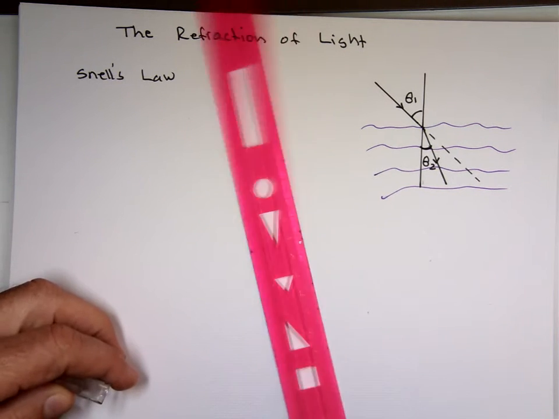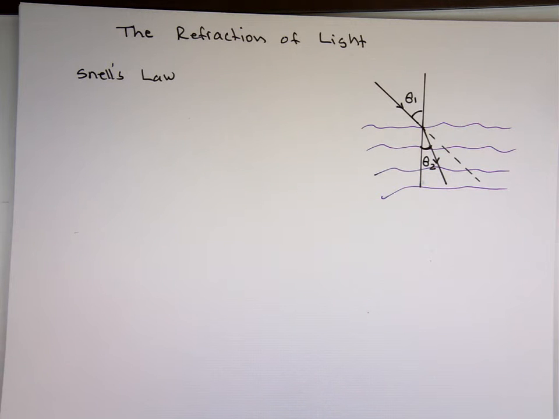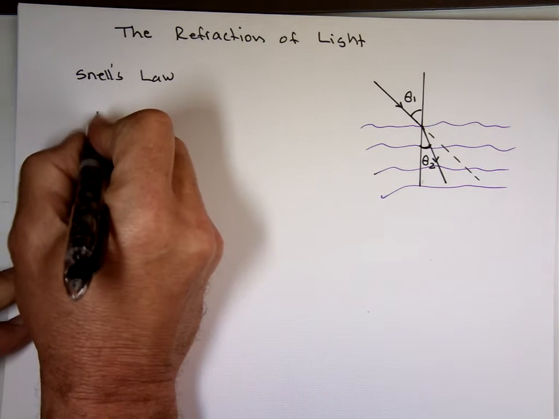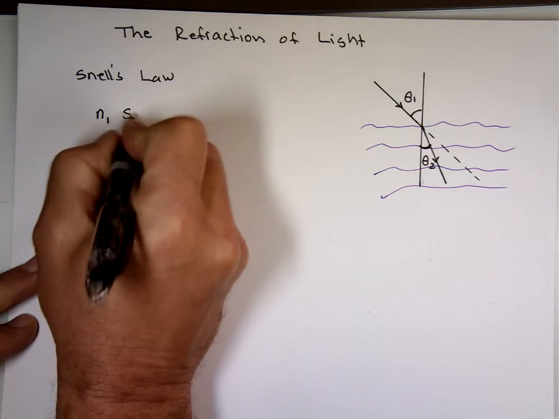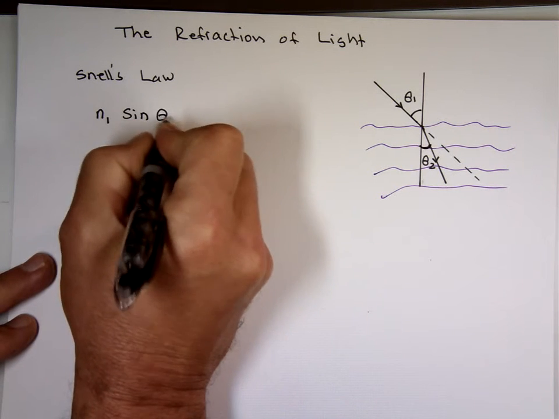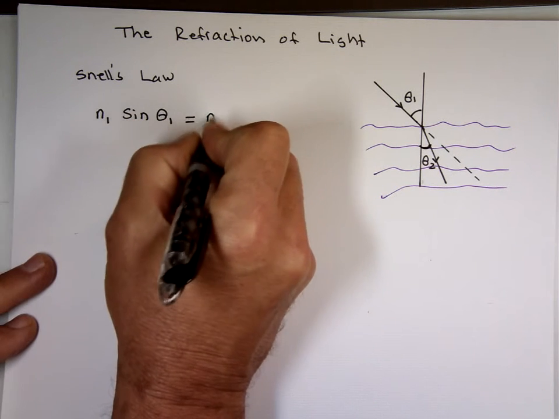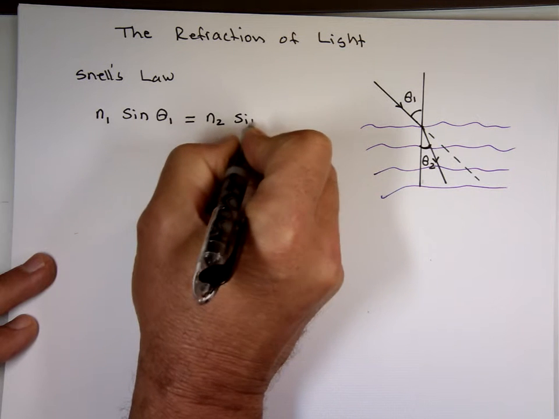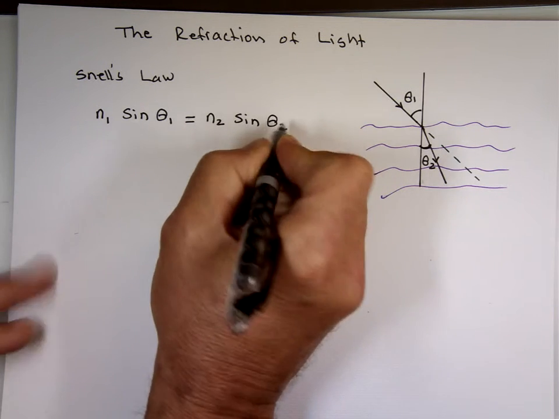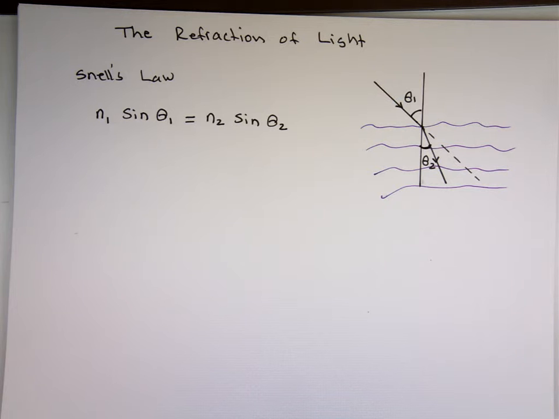Snell's law says n1 sine theta 1 is equal to n2 sine theta 2. N is actually the index of refraction, and that's a constant.